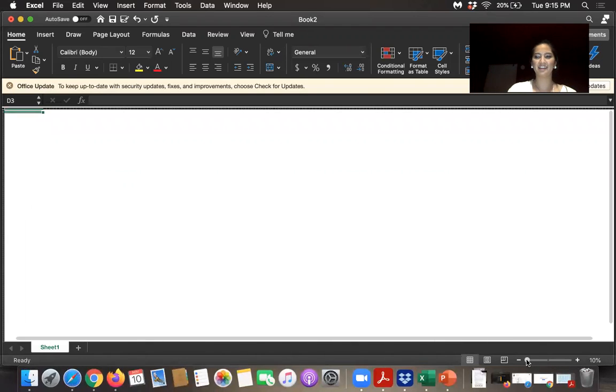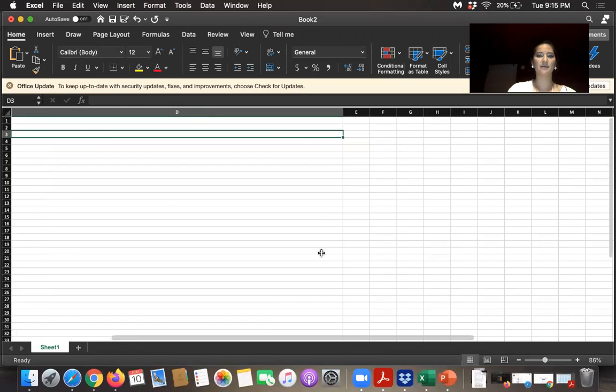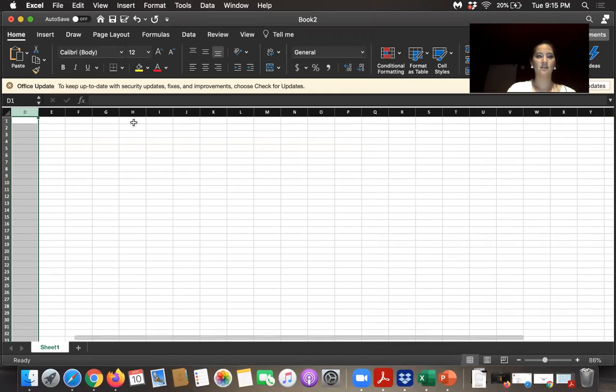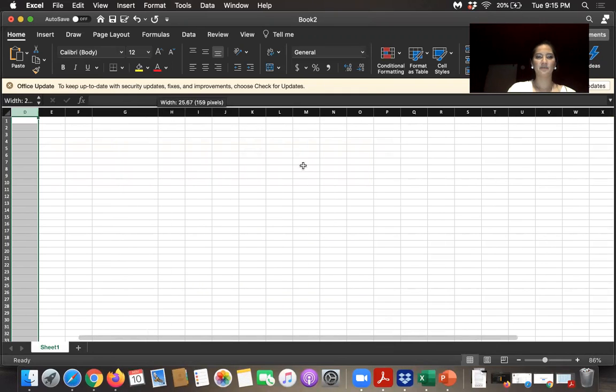Sorry about that. Made it very, very tiny. That's not what I wanted. Let's just delete this column. It's just too wide. And zoom in some more.